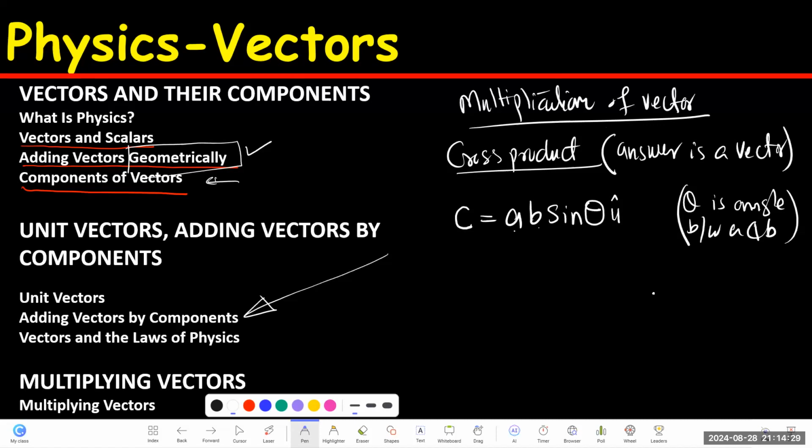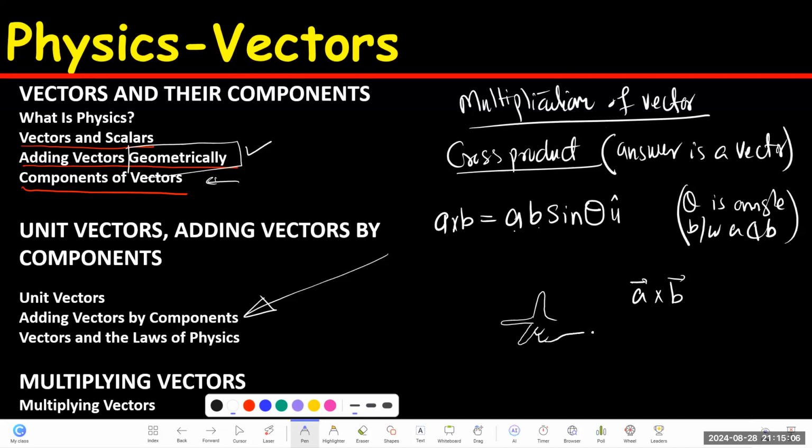So how does it work? If you have two vectors, A cross B, which you can also call the cross product of A and B, and you want to take the vector product, you use the right hand rule. It means with your right hand, you have a thumb, an index finger, and a middle finger.